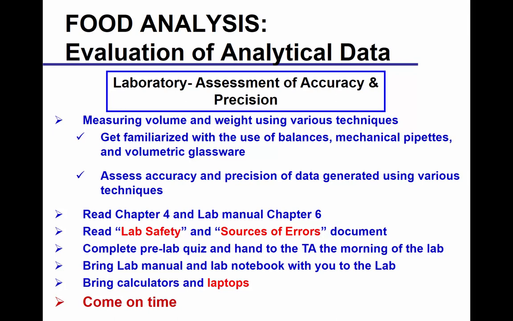So it's a very introductory lab. If you haven't had a chance to learn how to use lab utensils like mechanical pipettes, volumetric pipettes, burettes, you'll get that chance to learn the technique as well as collect data to determine accuracy and precision. So read chapter 4 in the textbook. The chapter that you need in your lab manual is chapter 6. There is a lab safety document and sources of error document on Moodle or in your packet if you purchase the packet, so please go over that.